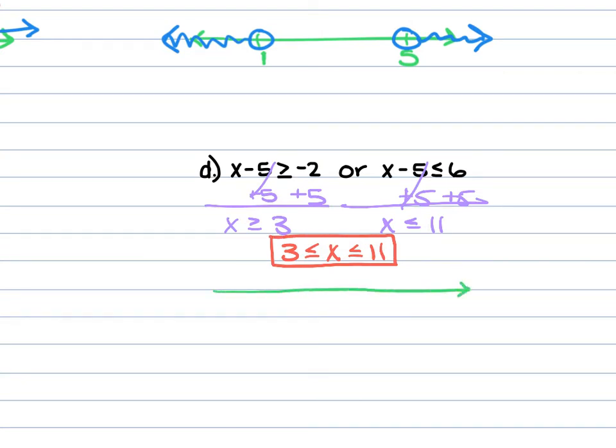And then with our number line, we're going to have a 3, we're going to have 11. Because these are compound inequalities and they are an and statement, that line is going to be in between the two circles, so they're going to connect the two.